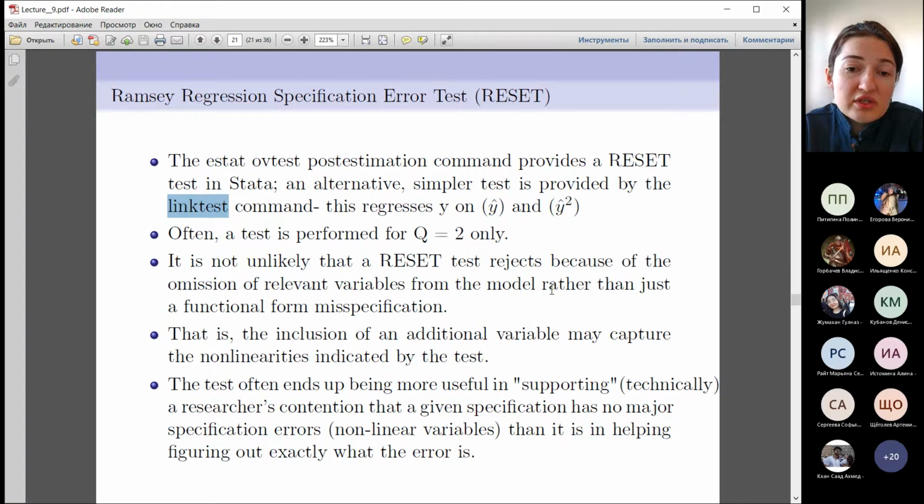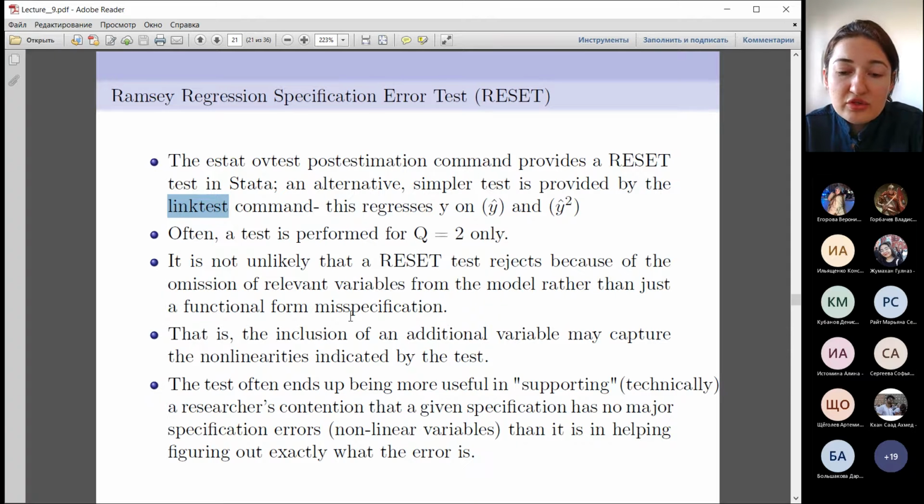So the inclusion of an additional variable may capture the nonlinearities indicated by the test. And this is the only reason why and how you can use this test, okay? Only for detecting nonlinearities. So, for example, the square terms or cube terms in your original model.